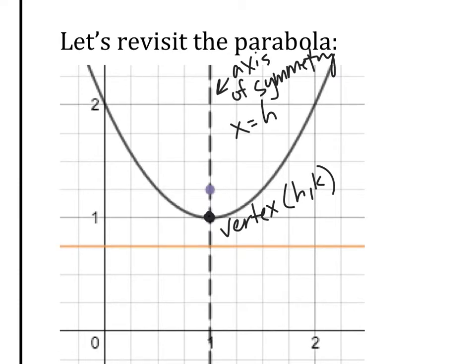Okay, let's look at some new things. This point that's inside the parabola has a name. It's called the focus. The focus is always inside the parabola. Okay, you have this orange line that's outside of the parabola. That is called the directrix. And the directrix is always outside the parabola.